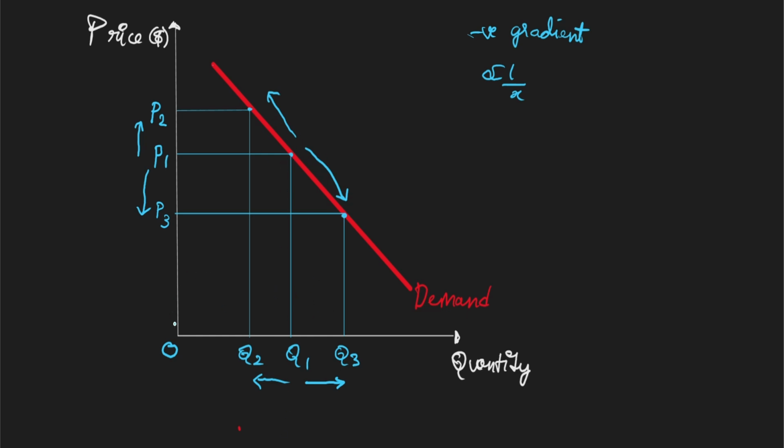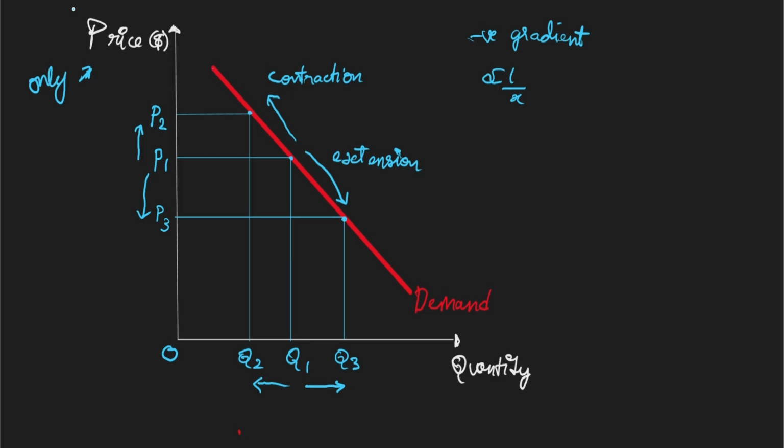So a decrease in demand or a movement to the left is called a contraction. Okay, a contraction in demand. And from Q1 to Q3, a movement to the right, an increase in demand is called an extension. Right. So remember that any movement along this line is only caused by a change in price, right? A change in demand won't necessarily lead to a change in price.